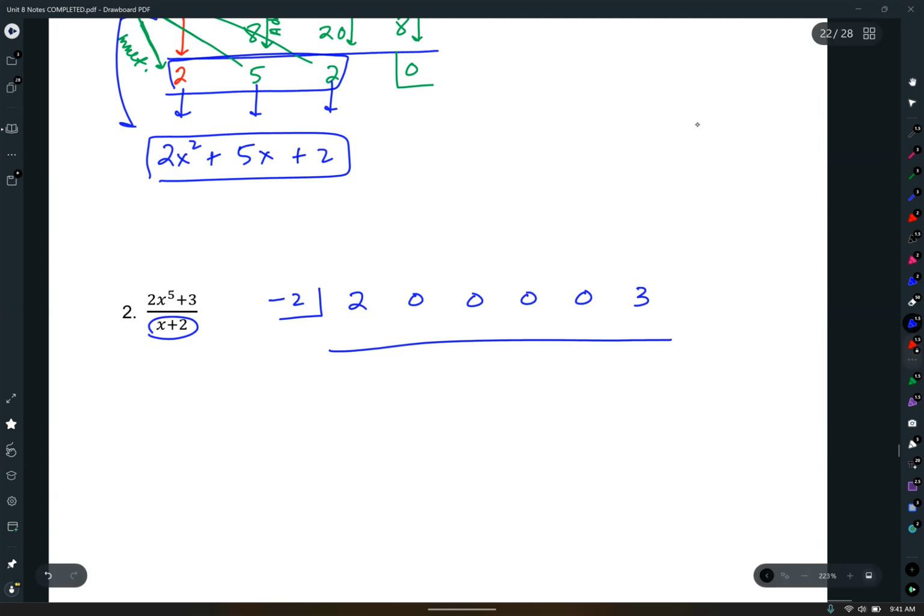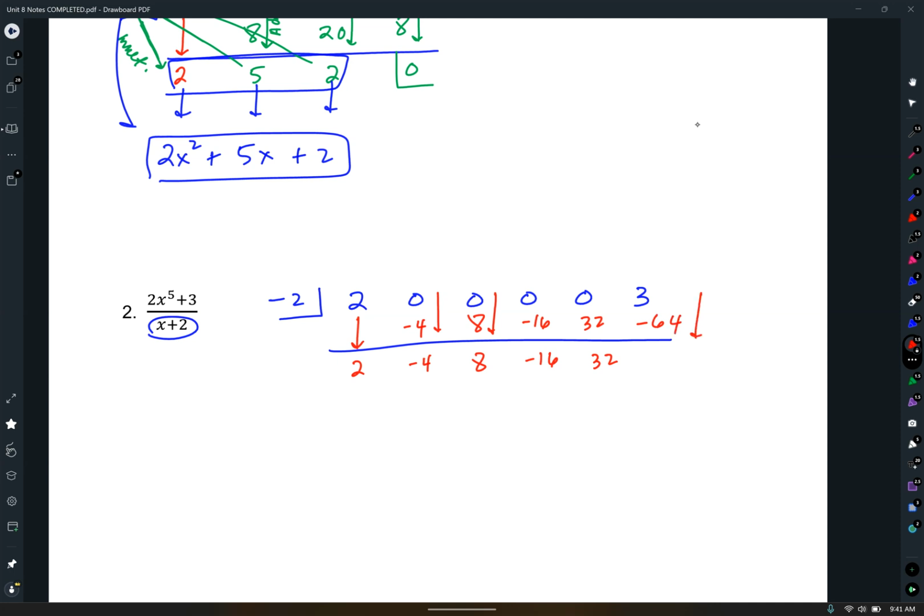So you always start by bringing that first number down. Then you multiply. Negative 2 times 2 is negative 4. And then remember, you add vertically, so negative 4. And then you multiply. Negative 2 times negative 4 is positive 8. And then you add, multiply. 8 times negative 2. And then you add, multiply. Negative 2 times negative 16. And then you add. Negative 2 times 32 is negative 64. Then you add vertically, and I end with negative 61. So remember, that last number is your remainder.